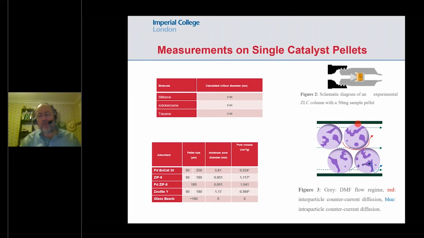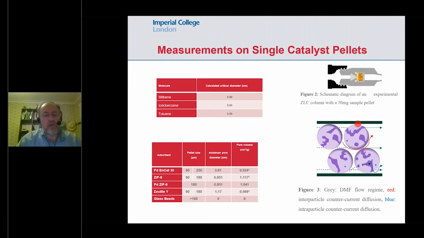So this is an interesting technique because we can actually characterize a single sample pellet. So if you give me a single catalytic pellet, which typically might weigh between 5 and 50 milligrams, we can actually characterize the diffusion properties of a single catalyst pellet, which is quite interesting.